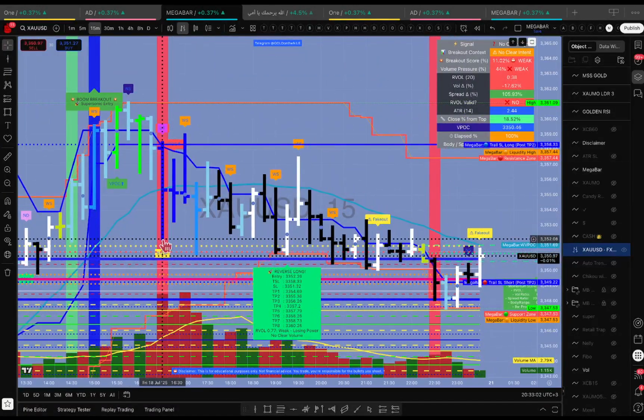That's a huge mega bar. You see, that was on the opening of New York on Friday. That was a huge mega bar. Let's decide whether we can take this trade or not.